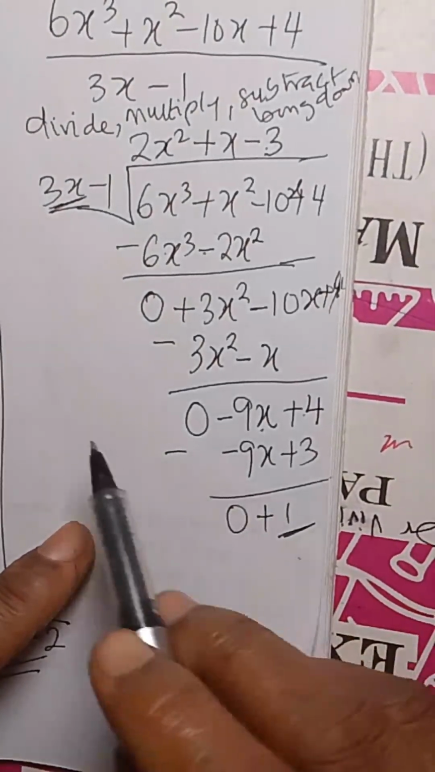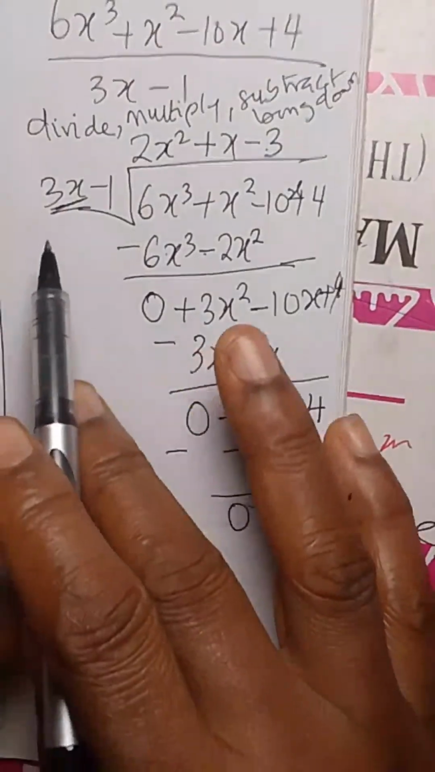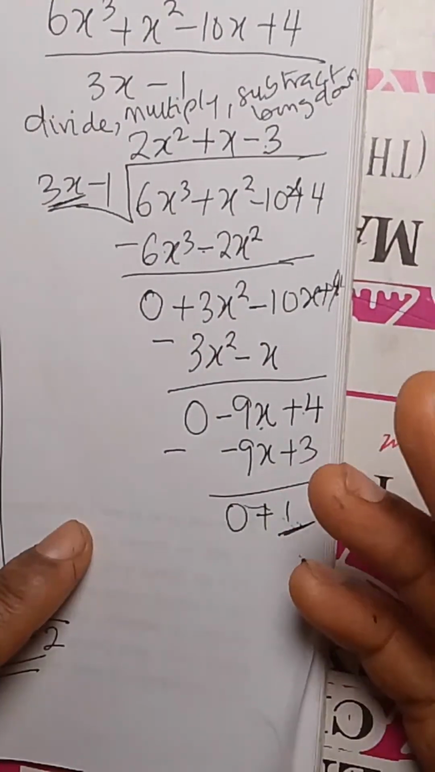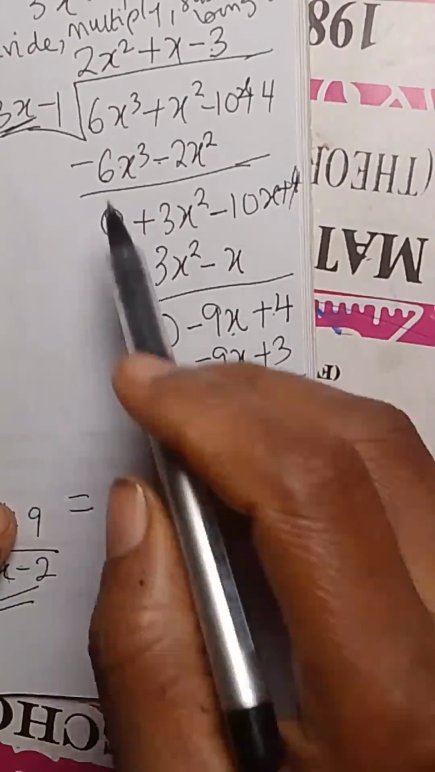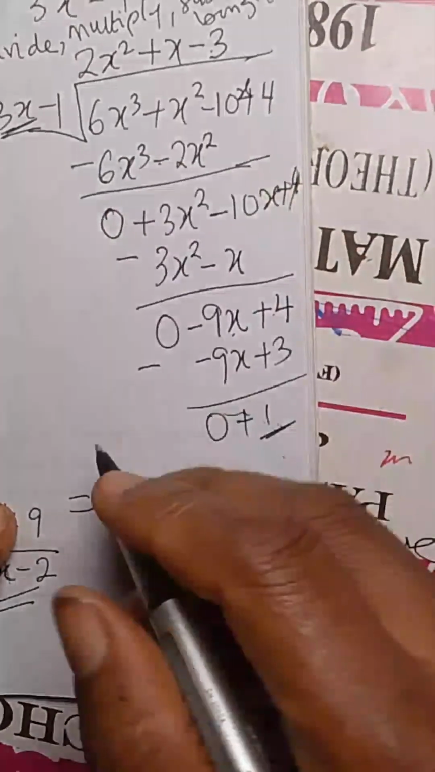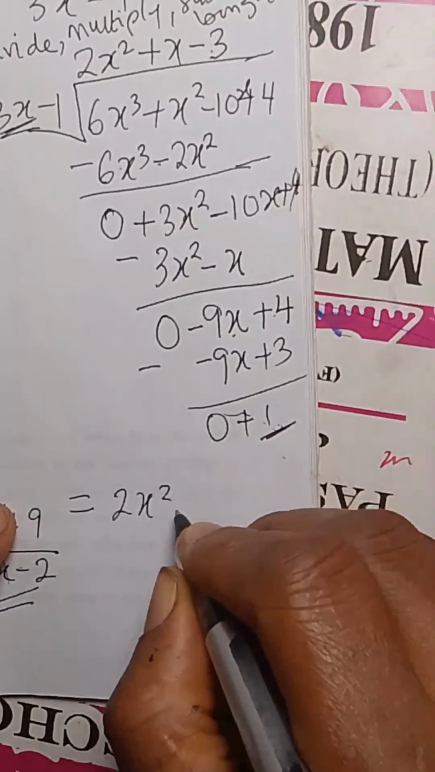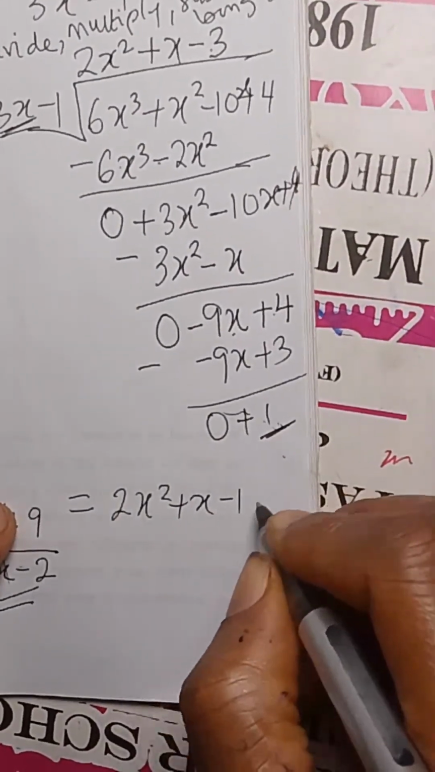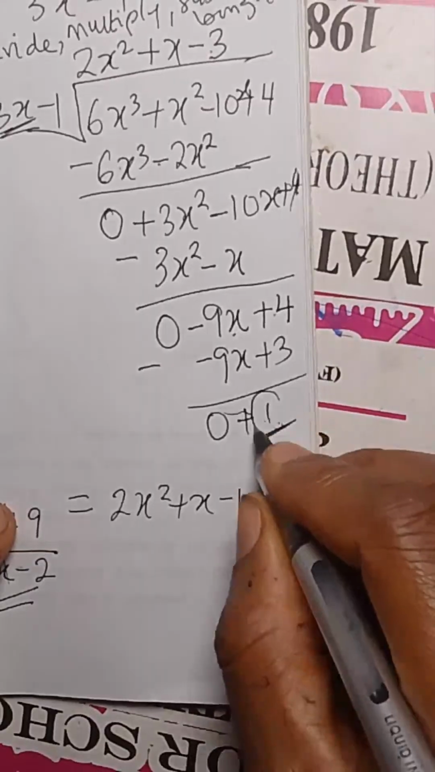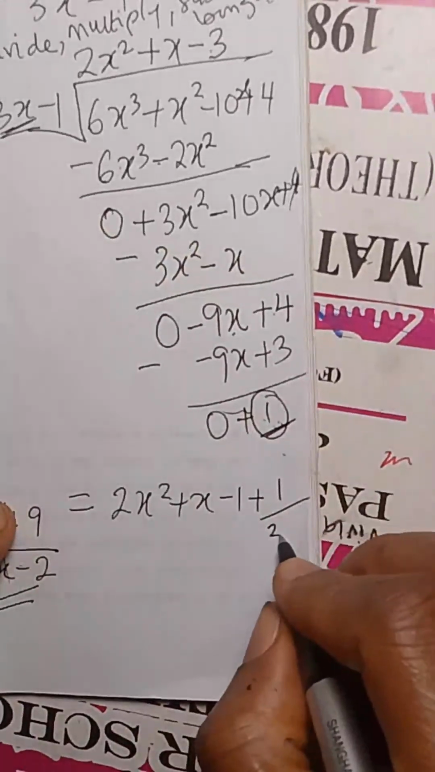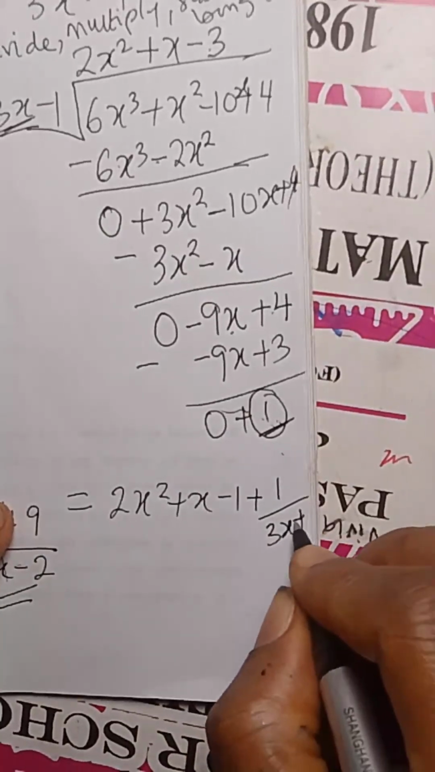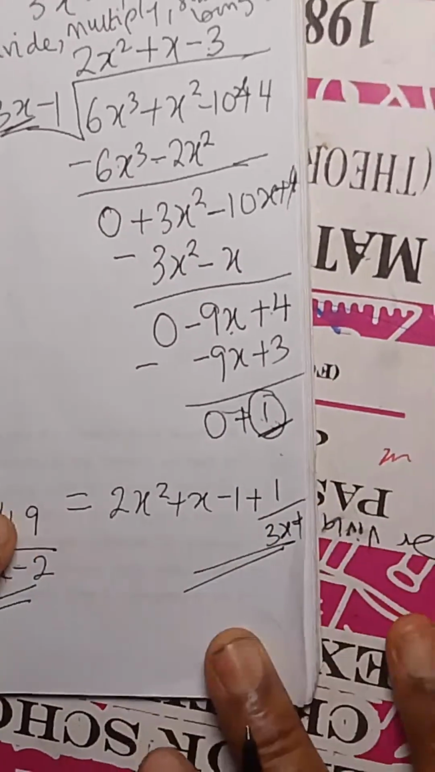We can't divide again because 3x cannot divide 1 and give us a number. All right, so what are we going to do? So the answer to this question is, we're going to write everything we have here: 2x squared plus x minus 1 plus, we write our 1 here, and we are dividing it by 3x minus 1. All right. And this is the solution to the question.